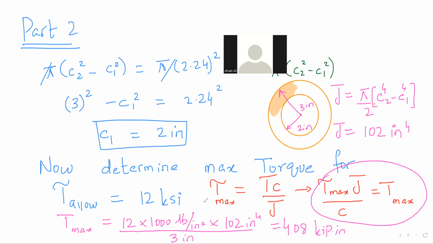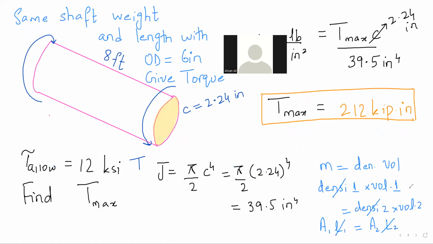We use 2.24 inches as C, which is the outermost one because it's the radius, right? But now you say it's 3 inches, which is also the outermost one, right? It's very confusing. Okay, I will explain. Look, this was solid, so the C is 2.24.